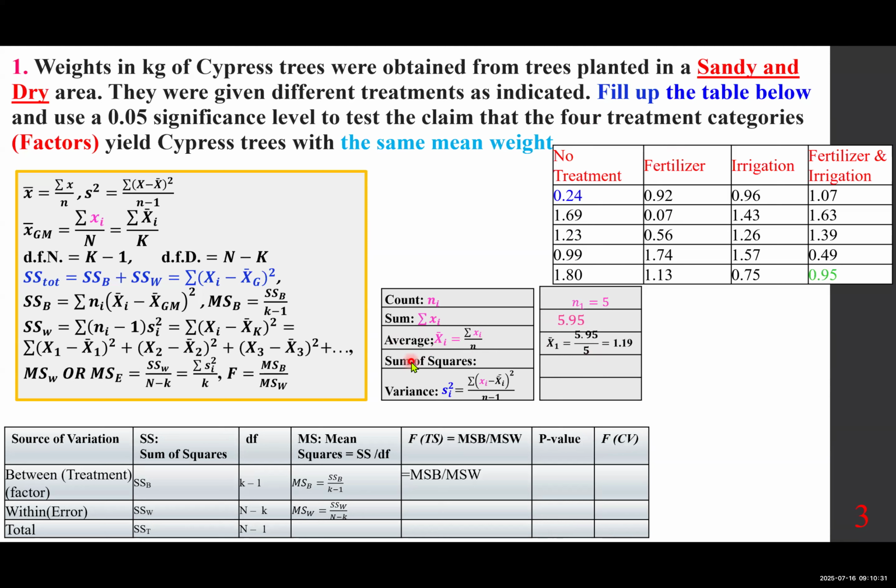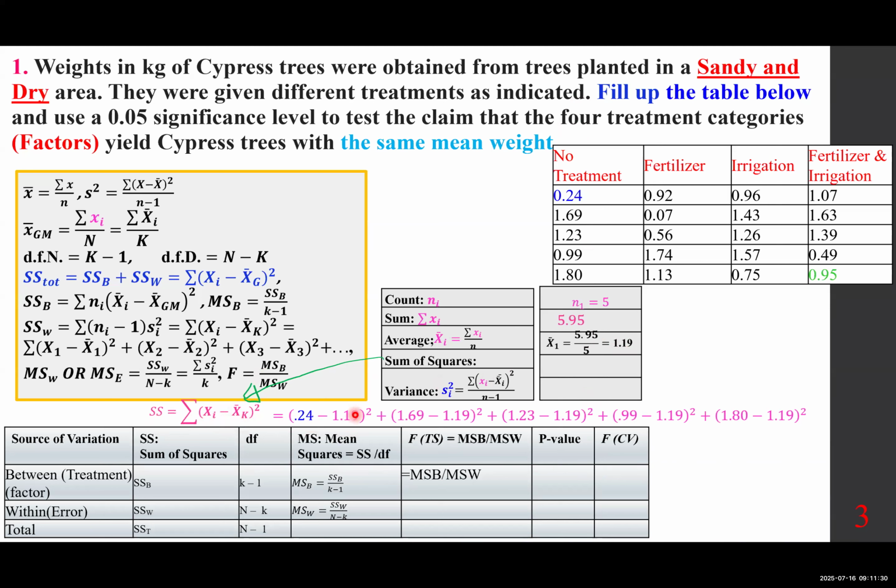Sum of squares has this formula, everybody. SS, sum of squares, equals summation of x sub i minus x sub k bar quantity squared. So for the first group, it means 0.24 minus 1.19 quantity squared plus 1.69 minus 1.19 quantity squared, and the rest of it. So it means the following. We are looking at the sum of squares for the first group, the first number in the first group: 0.24 minus 1.19. That's the meaning of x sub i minus x sub k bar.